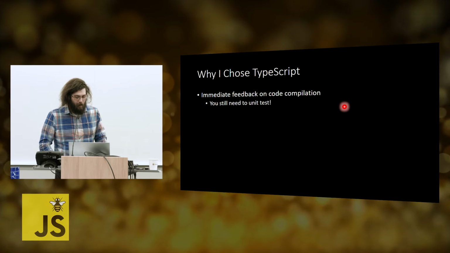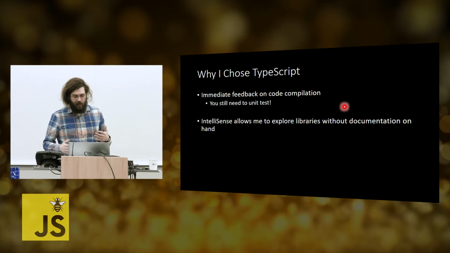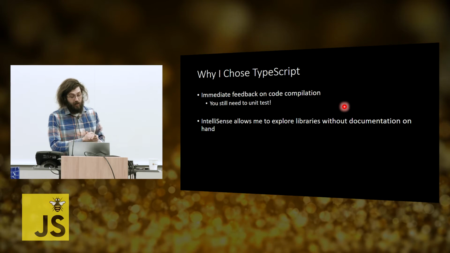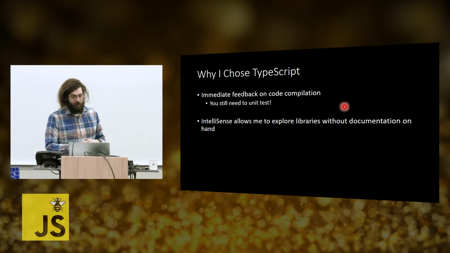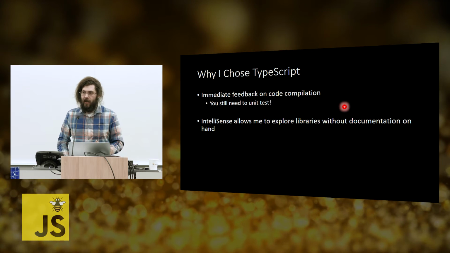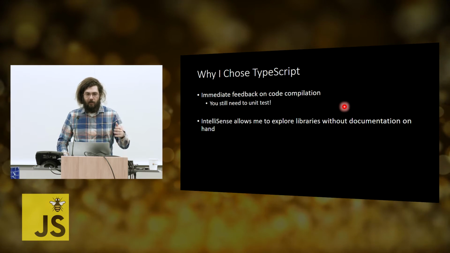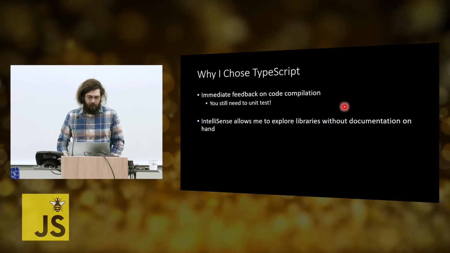For instance, now when you have a type system, you can start using Intellisense in Visual Studio Code, which I'll go over. It lets you explore libraries without any documentation on hand. It lets you fulfill those code contracts and get immediate feedback as you're writing your code.